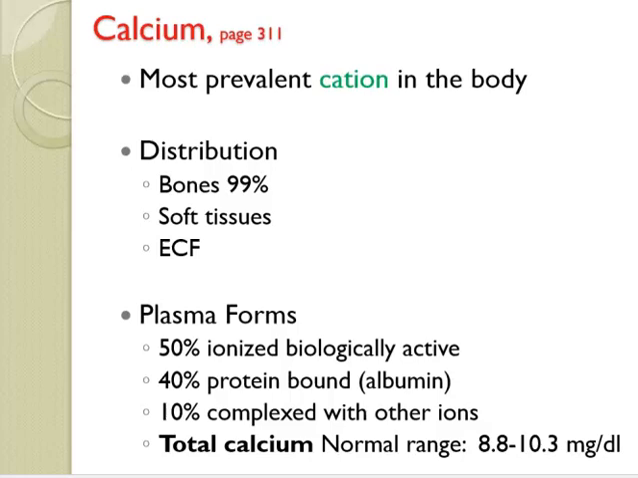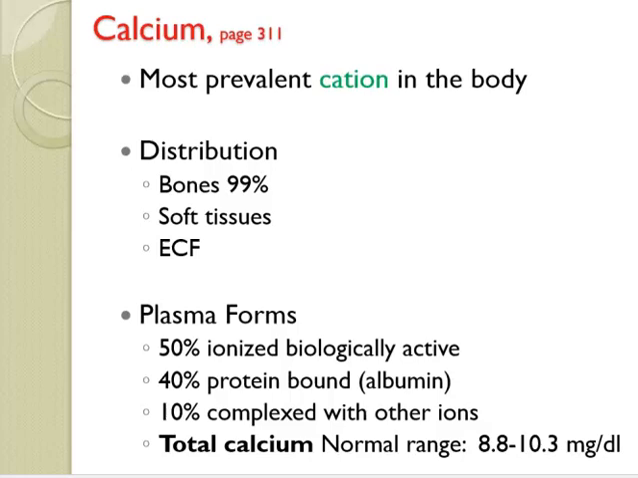Calcium is the most prevalent cation in the body. The distribution is about 95% in bones, and the rest is in soft tissue and extracellular fluid. Plasma forms of calcium include 50% ionized biologically active calcium, 40% protein bound in albumin, and about 10% complexed with other ions. The total calcium normal range is 8.8 to 10.3 milligrams per deciliter.